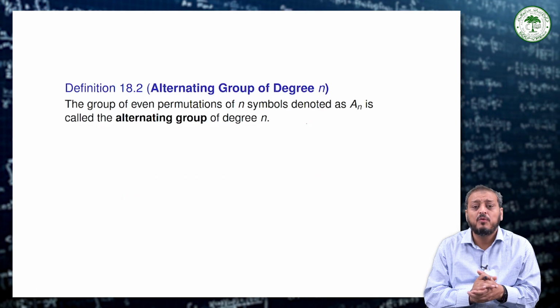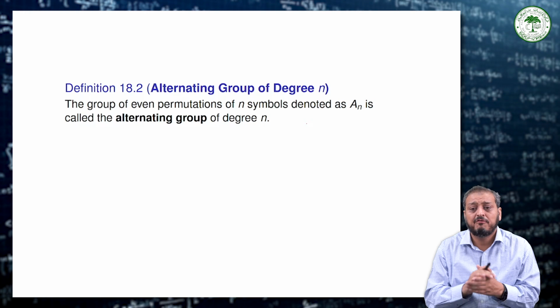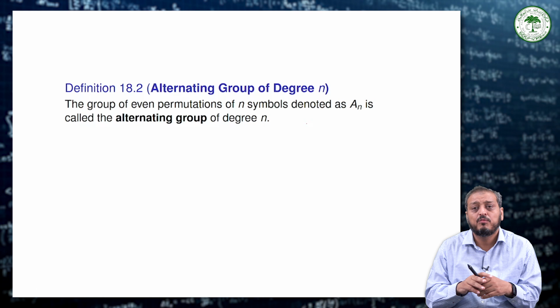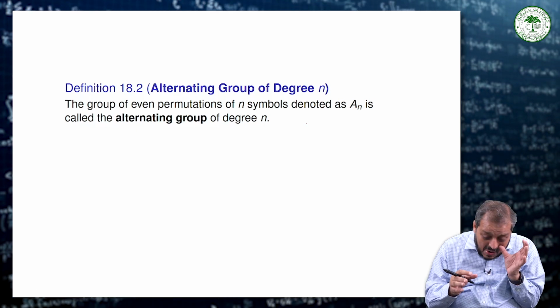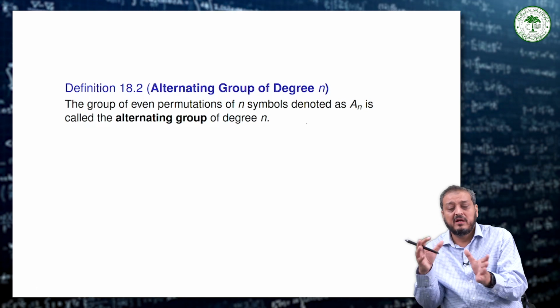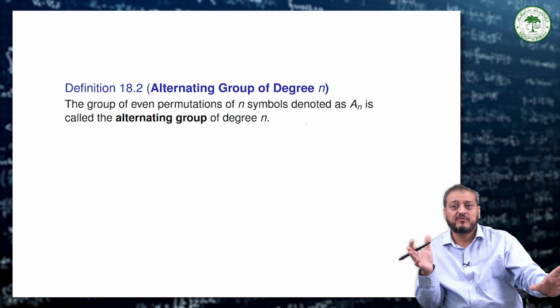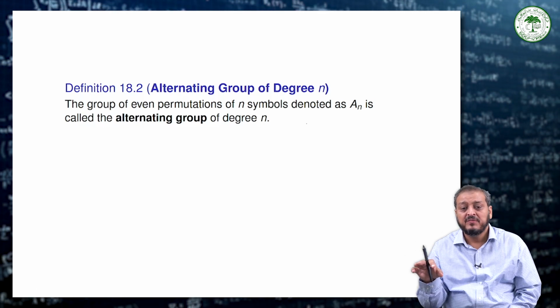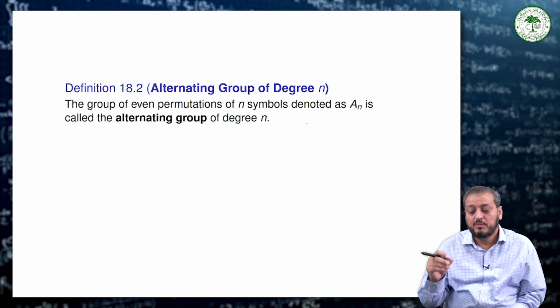So the group of even permutations of n symbols, denoted by An, is called the alternating group of degree n. So now you can simply say that we showed that An is clearly a subgroup of Sn. Then the group of even permutations of n symbols, An, is called the alternating group of degree n.